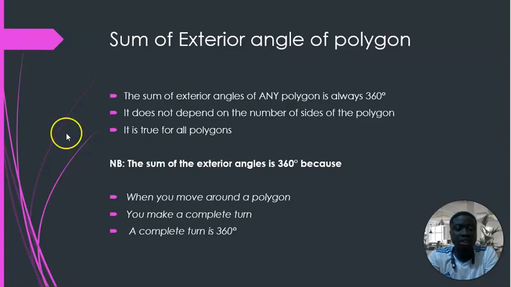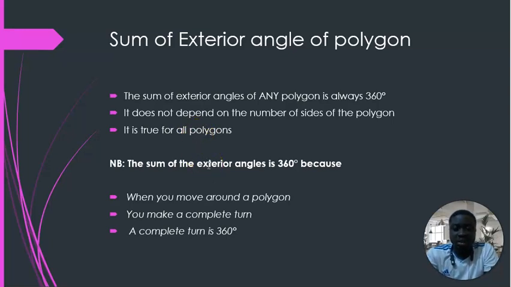Now, let's talk about the sum of exterior angles of a polygon. The sum of exterior angles of any polygon at all is always 360 degrees. So it doesn't depend on the number of sides of the polygon. It is true for all polygons. Whichever polygon you have, when you're asked to sum the exterior angles of that particular polygon, it should be equal to 360 degrees. Now, why do we say so?